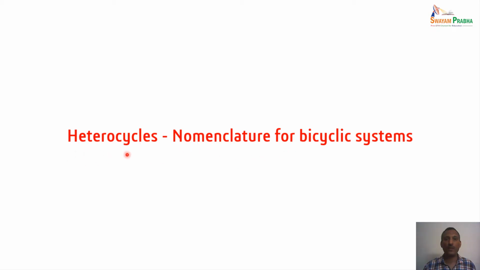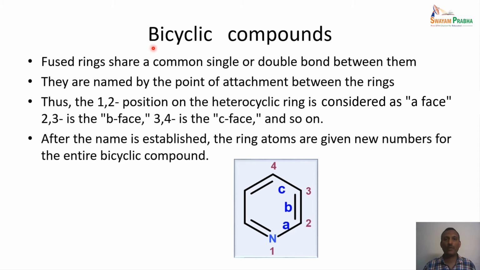In the previous session, we have studied about heterocycle nomenclature of monocyclic systems. Now we will be studying about nomenclature for bicyclic systems. So the bicyclic compounds have fused rings. They share a common single or double bond between them. They are generally named by the point of attachment between the rings.